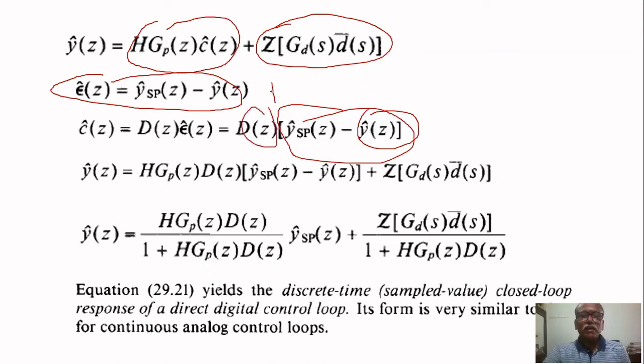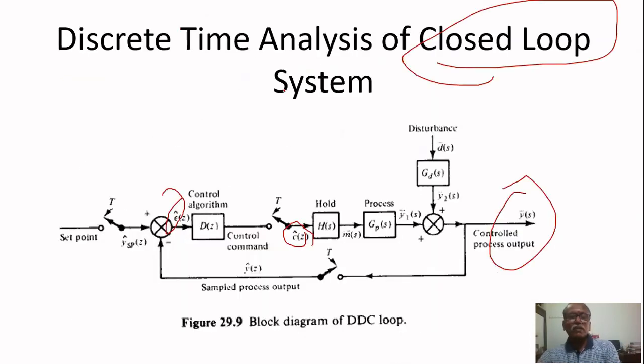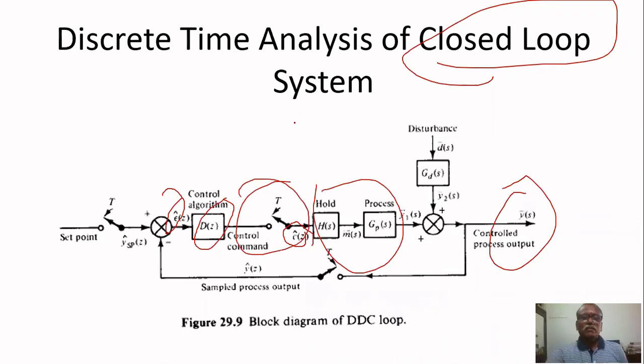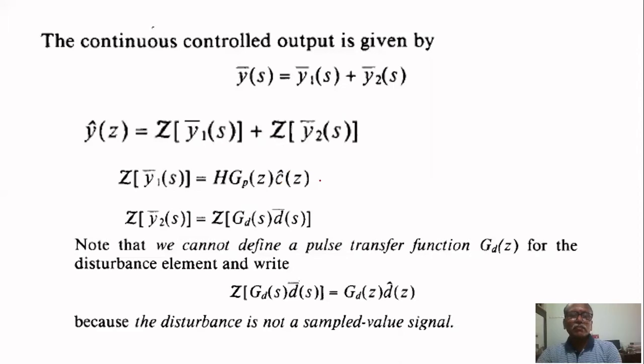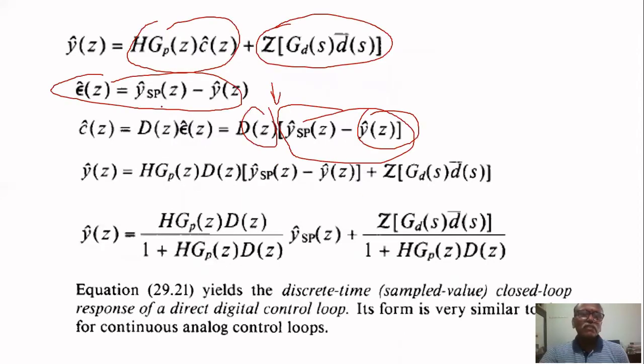Here you can multiply because between D of Z and the system, there is one sampler. The D of Z output is sampled. Its sampled output is accepted as input by this hold circuit. That's why you can multiply D of Z and E of Z. Both are discrete, and here also you can multiply like this because both are discrete.